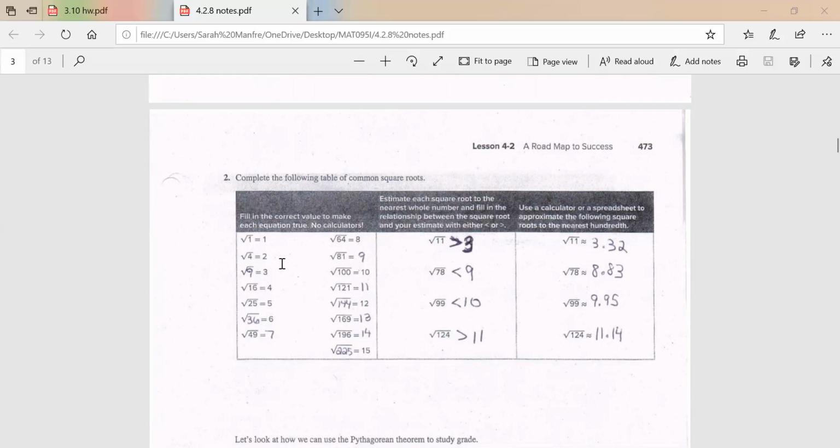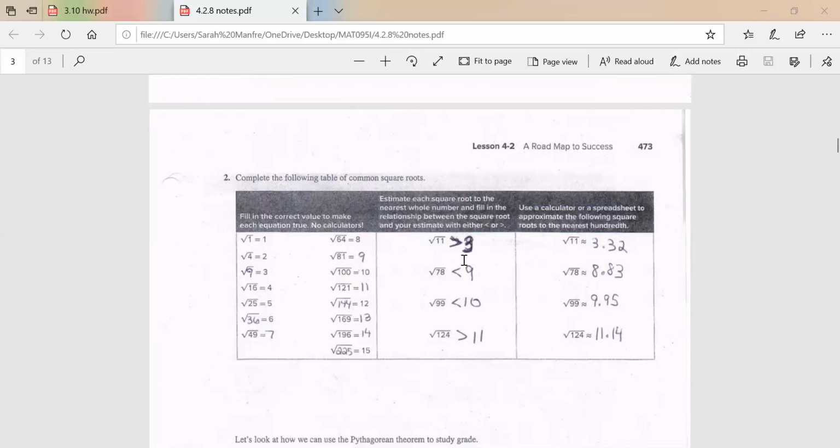And the reason is because if you take these numbers that are on the right, 1, 2, 3, 4, 5, 6, and you square them, so for example, 3 squared is equal to 9. 4 squared is equal to 16. 11 squared is equal to 121. So basically, the square root is the inverse of a square, or the square root is the opposite of a square, okay? And you should be able to get these without a calculator.